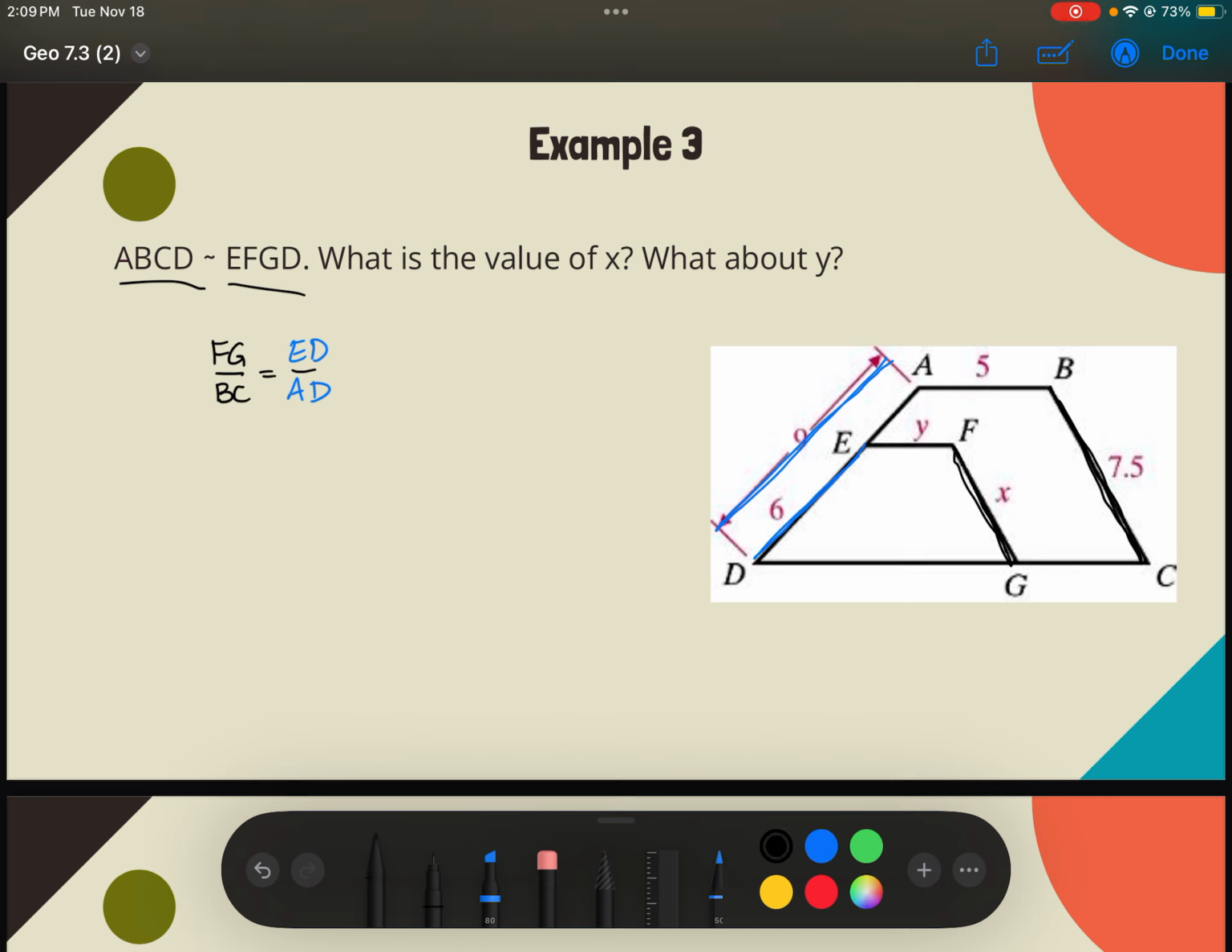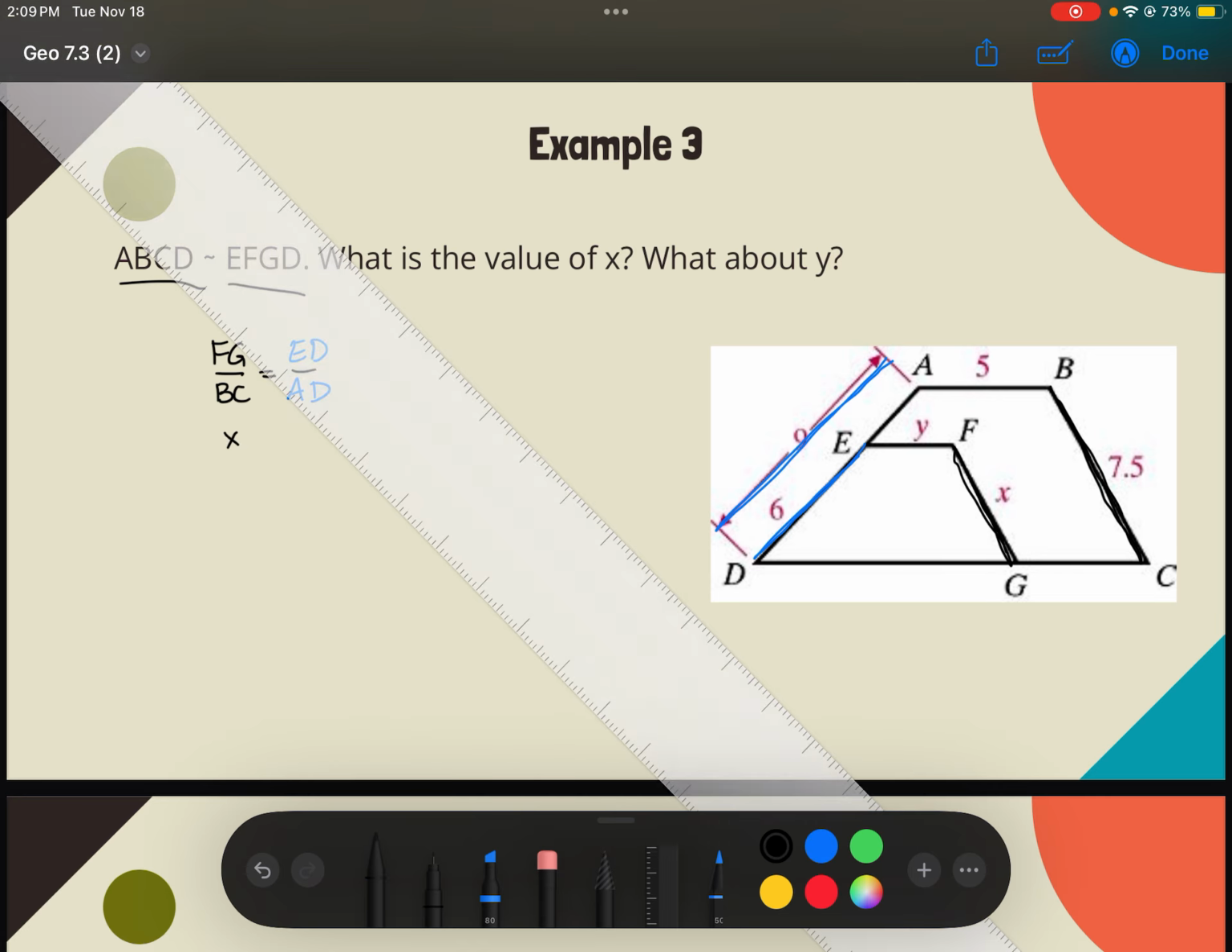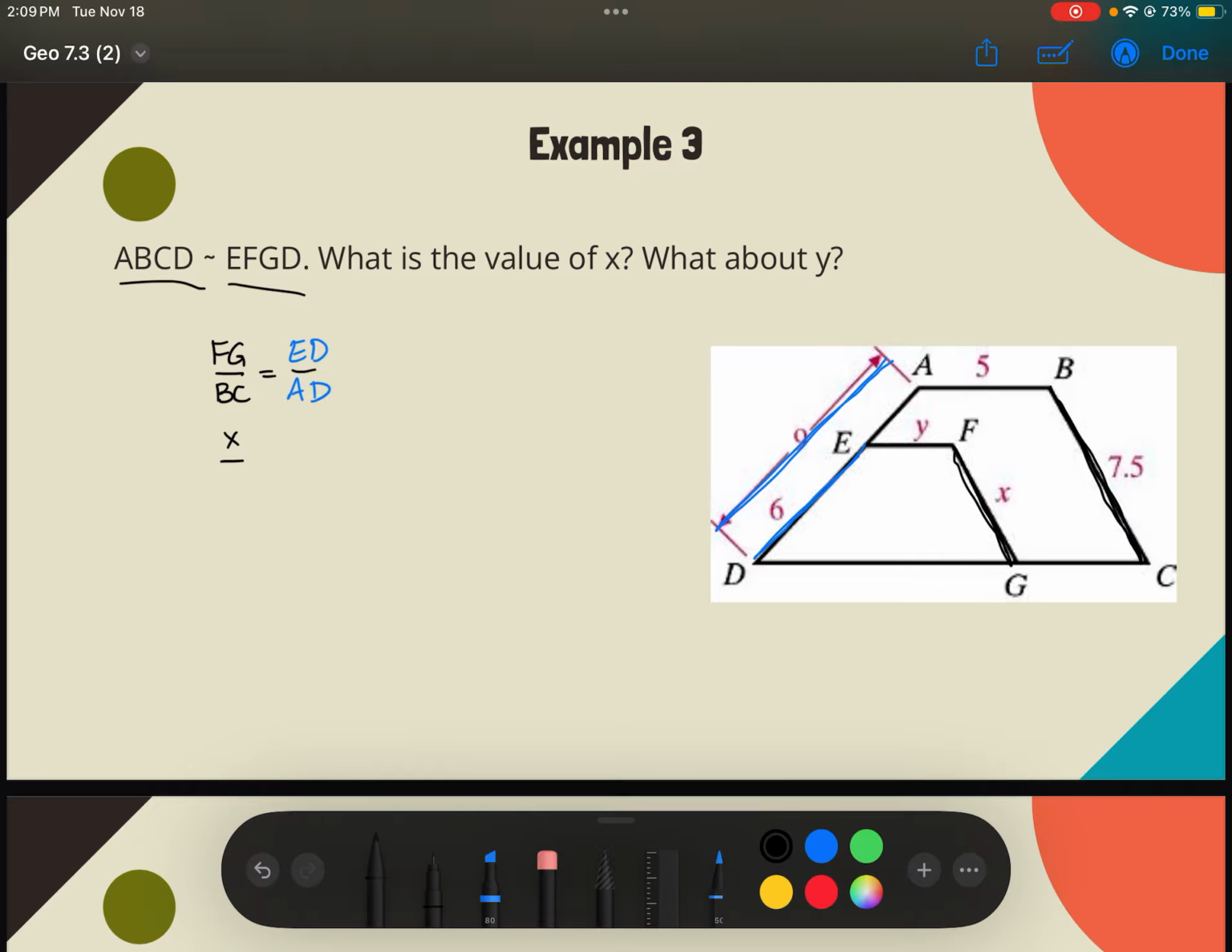And now I can replace those with their actual value. So FG is just x. Over 7.5, that's what BC equals. ED is just 6. Over AD is just 9. And now we can cross multiply. This is what was talked about yesterday a bunch. I can cross multiply or use your butterfly method.